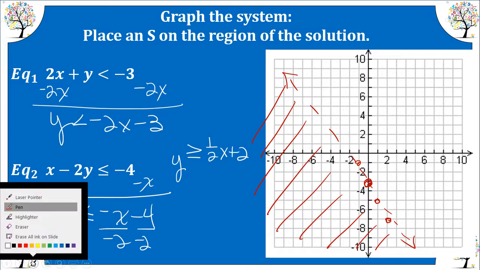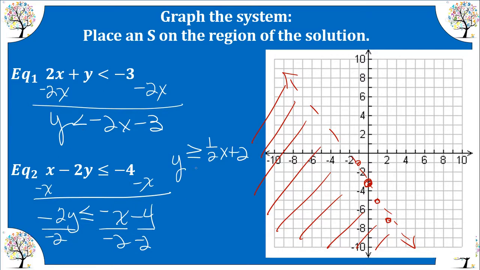So let's graph this one. We're going to start at 0, 2. We're going to go up 1 and right 2, or down 1 and left 2. We have the equal sign here. Y is equal, so all of these points are included. So I'm going to make a solid boundary line. It says y is greater, so we're going to shade above.